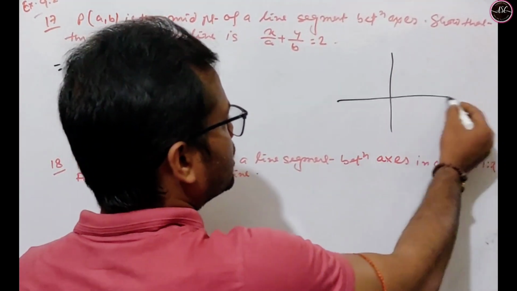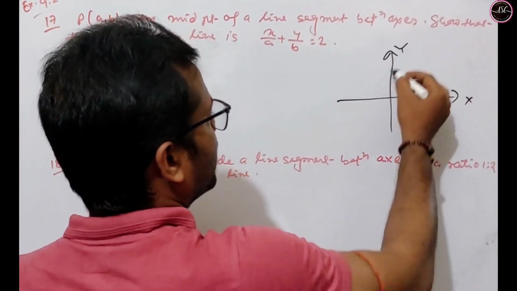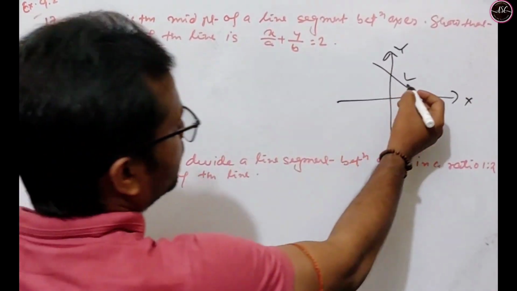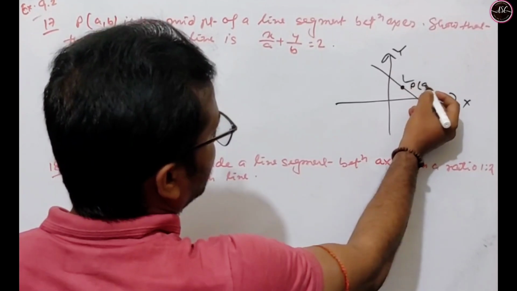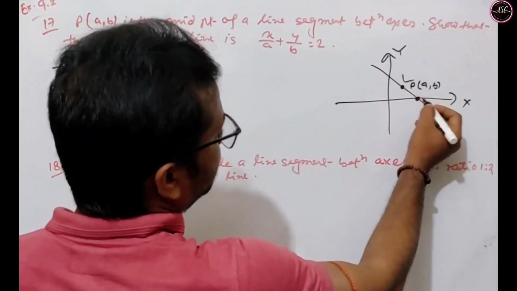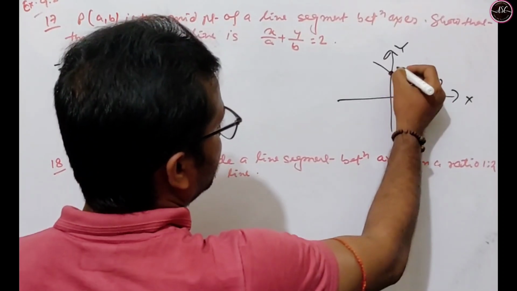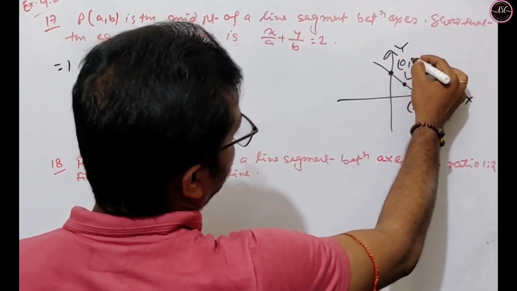So this is the x axis, this is the y axis, and this is the line L. P is the midpoint of A B. Let this line intercept the x axis at the point k comma 0 and the y axis at the point 0 comma h.